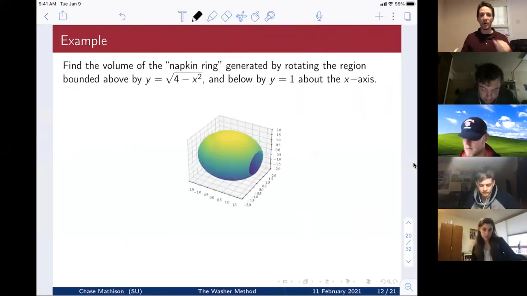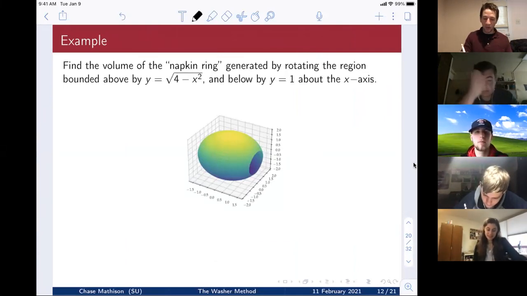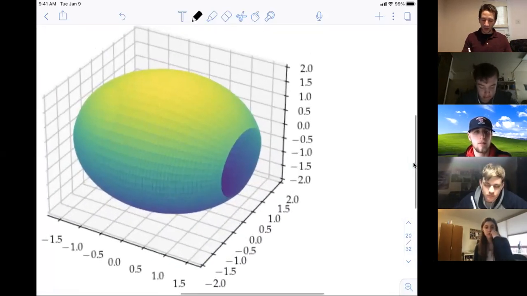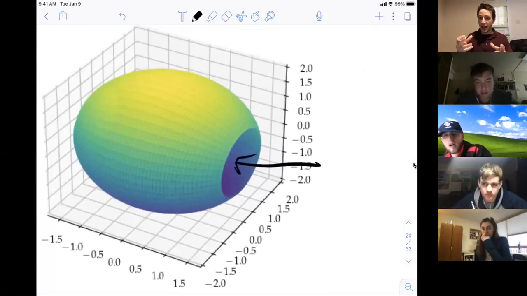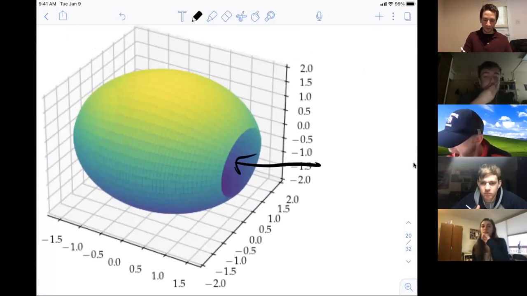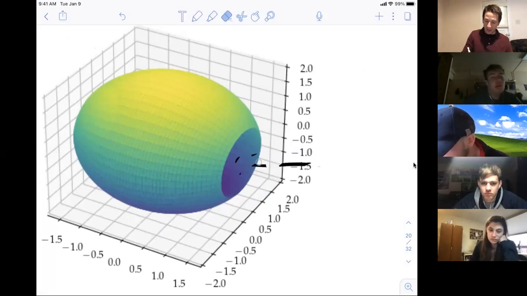Let's look at an example. Find the volume of the napkin ring generated by rotating the region bounded above by y equals the square root of 4 minus x squared and below by y equals 1 about the x-axis. And again, with the napkin ring, we're not finding the volume of the cylinder that's been cut out. We're finding the volume of everything that's left over. So we're finding the volume inside of the napkin ring, not of the cavity that's left.